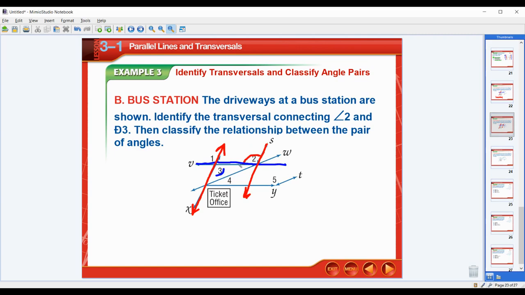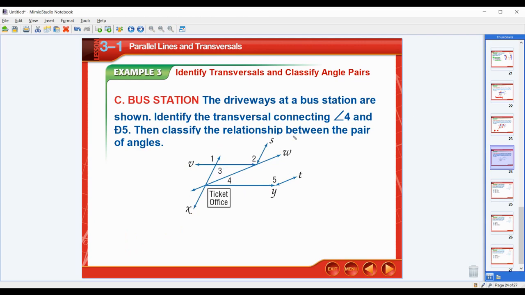So angle 3 and angle 2 looks like both of these are on the inside of line X and line S. So 3 and 2 would either be alternate interior or consecutive interior. So since line V is our transversal here, we would say that these are on opposite sides of the transversal. So these would be alternate interior angles. I'm going to abbreviate because my pen is giving me so many problems. All right, hang in there. We got a few more here.